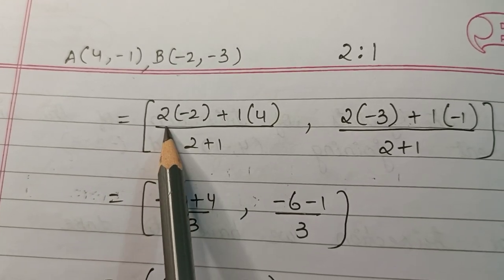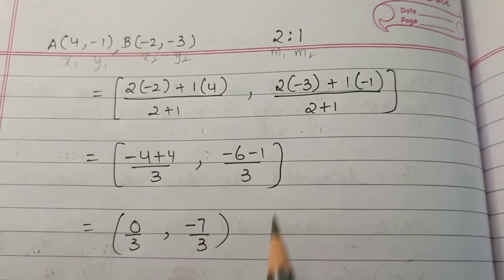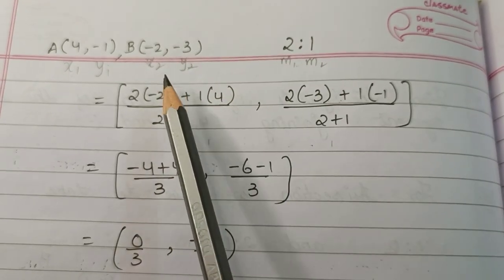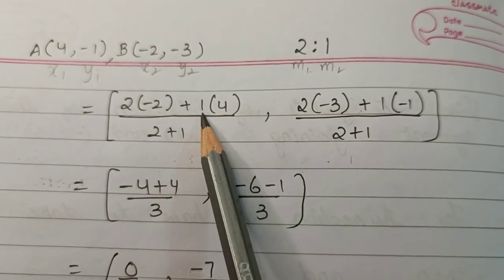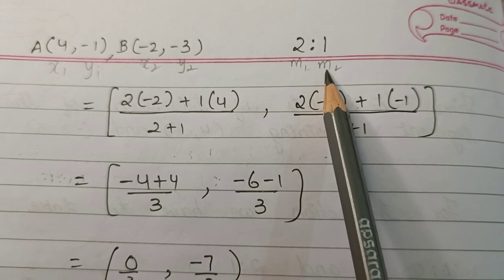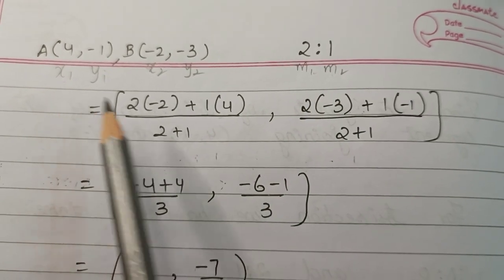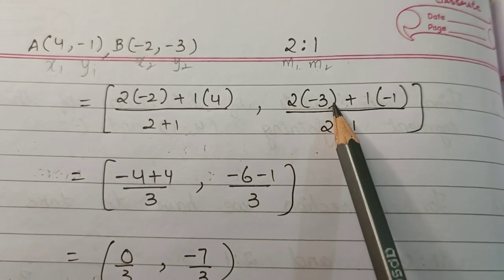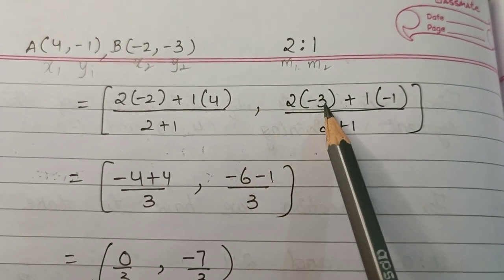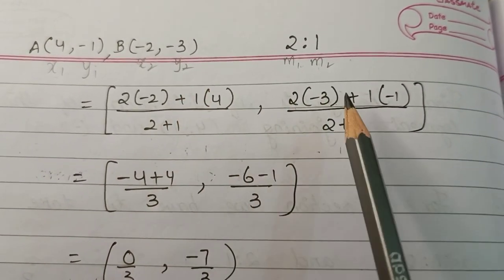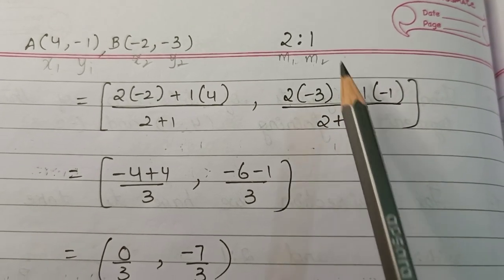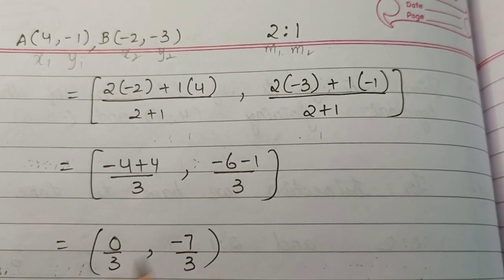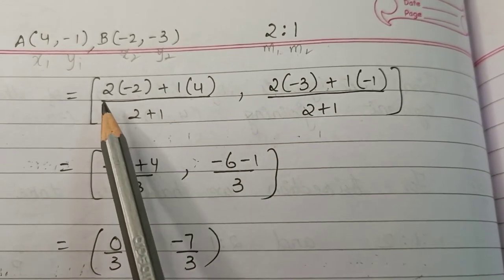Okay, m1 x2: m1 is 2, x2 is minus 2, plus m2 x1, which is 4, by m1 plus m2, 2 plus 1, comma m1 y2, m1 is 2, y2 is minus 3, plus m2 y1, by m1 plus m2.